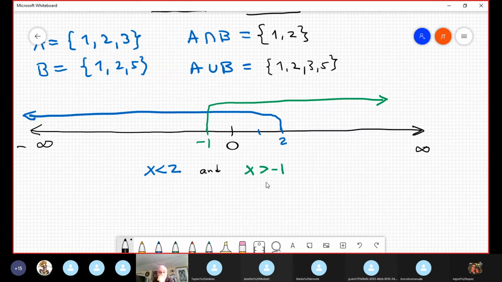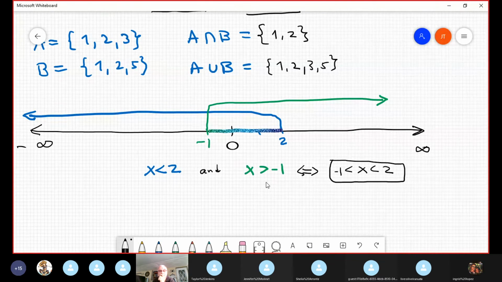It's obvious that in this case it is in between. Let me use another color. In between -1 and 2. This is equivalent to saying that x is in between -1 and 2. This is the idea for the intersection, the common element. Do you follow me or no?